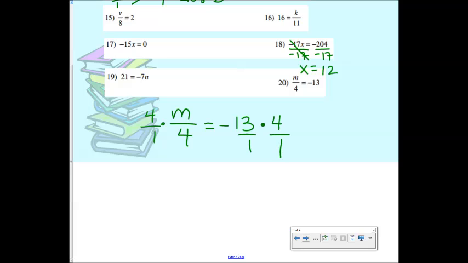What happens here? They cross out, so I'm left with m equals negative 52 over 1. Do I need that one? No, it's a whole number. Just leave it.